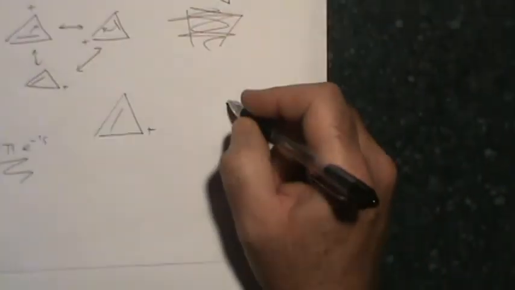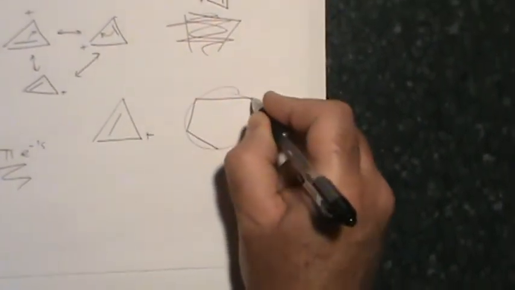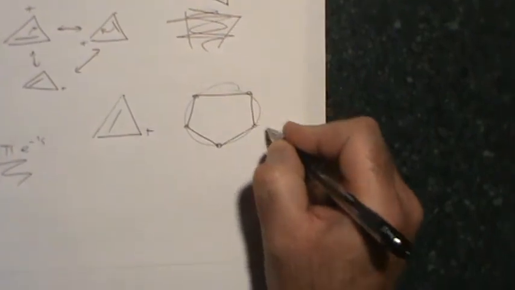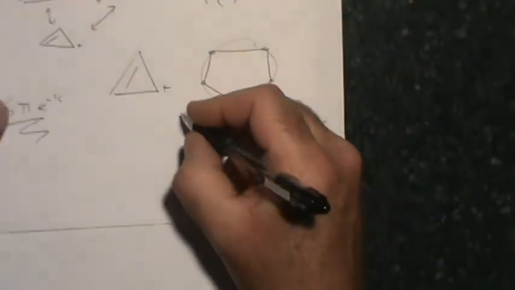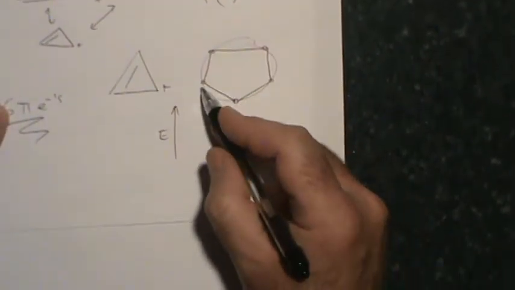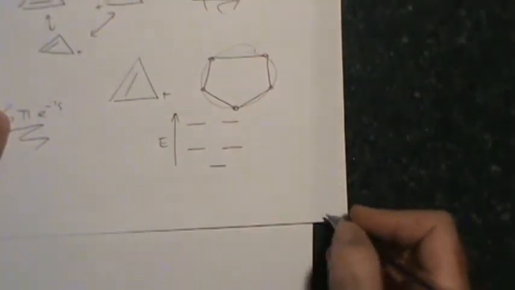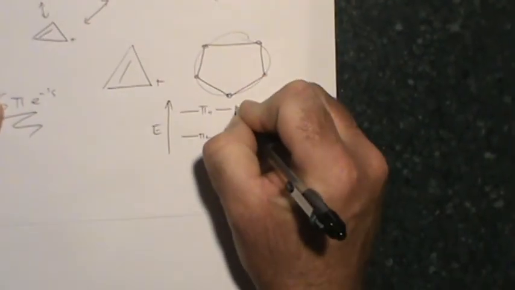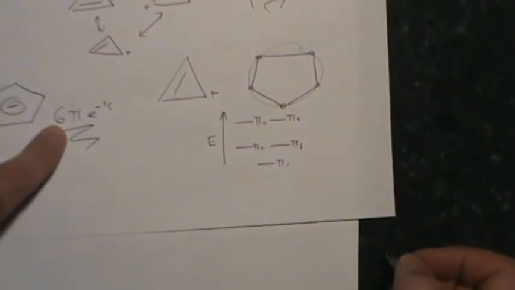What about Frost's circle? If I inscribe this regular pentagon into a circle, it would look something like that. Wherever the vertices touch the circle, that defines the energy value of the 5 pi molecular orbitals associated with this molecule. In other words, one would be sitting at lowest energy, there would be 2 degenerate orbitals up above, and then 2 more higher up above. We could call this pi 1, pi 2, pi 3, pi 4, and pi 5.